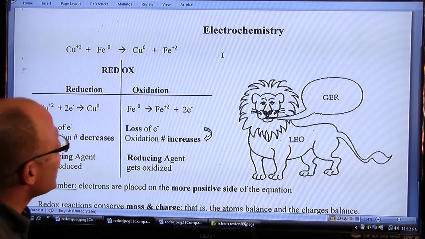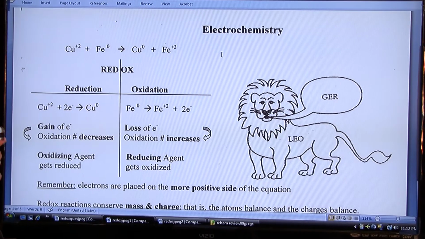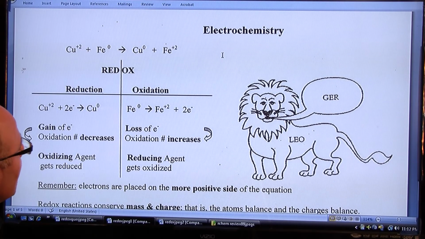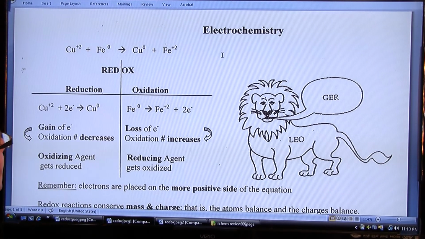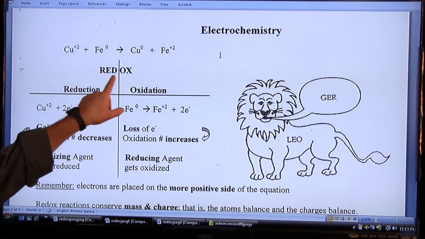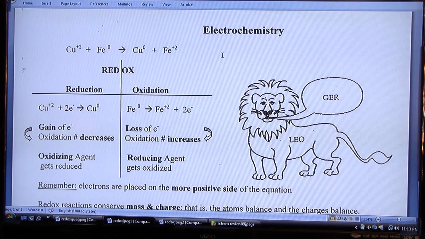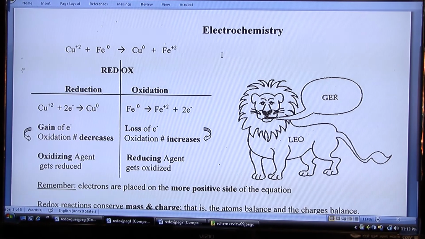Okay, we're at the top of page 22, electrochemistry. Electrochemistry has to do with redox reactions. Understanding a redox reaction is first understanding that this word is a contraction of reduction and oxidation. In a redox reaction, reduction and oxidation occur at the same time.